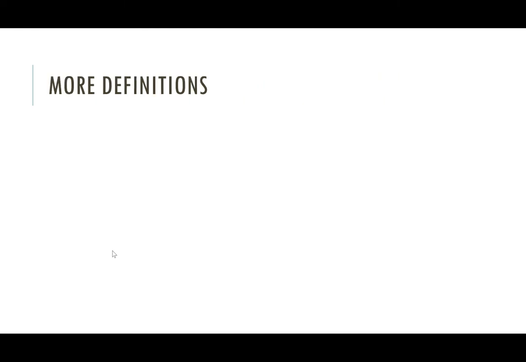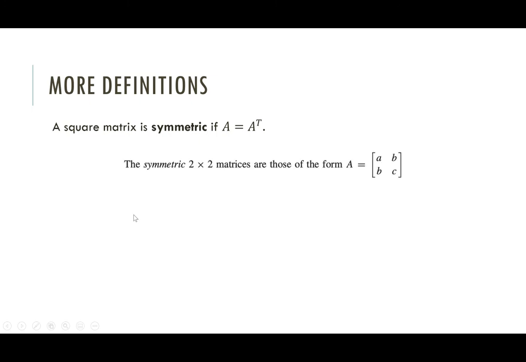Let's get some more definitions under our belt. A square matrix is called symmetric if it's equal to its transpose. So in the 2 by 2 case, all symmetric matrices are of the form A, B, B, C. If you think about this as flipping over the diagonal, remember the diagonal entries don't change when you take the transpose. So it's just the flipping. And if flipping doesn't change anything, that means the two things that got flipped had to be the same. So we have B, B here.